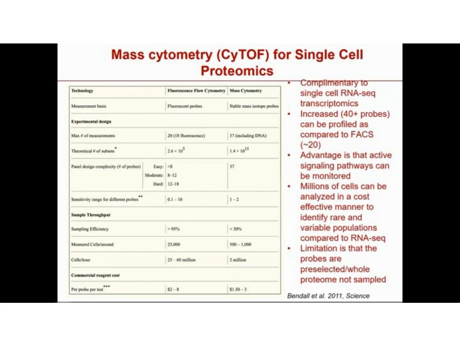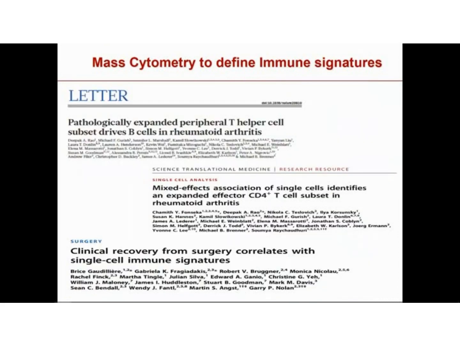Especially if you're looking for rare populations, which become important when you're looking at patient samples, that sort of analysis is very difficult or cost prohibitive with RNA-seq, where typically it is possible to sequence only a few thousand cells. Whereas with CyTOF, you can look at millions of cells. So if you're interested in rare cell populations, mass cytometry is a good approach.